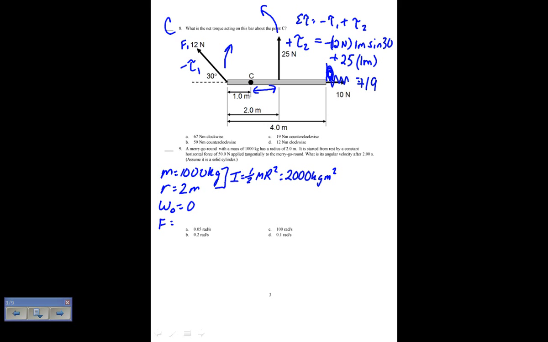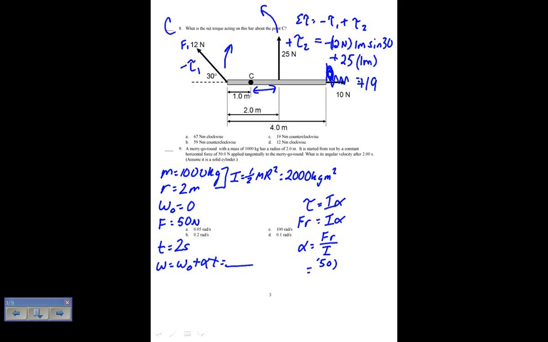Horizontal force of 50 newtons applied tangentially. What is the angular velocity after 2 seconds? T equal 2. I want to know what is omega. I know that omega equals omega naught plus alpha t. I know t, but I don't know alpha. So in order to find alpha, I say that the torque is equal to I alpha. The torque is equal to F times R, which is I times alpha, and I solve for alpha. That's the angular acceleration, FR over I.